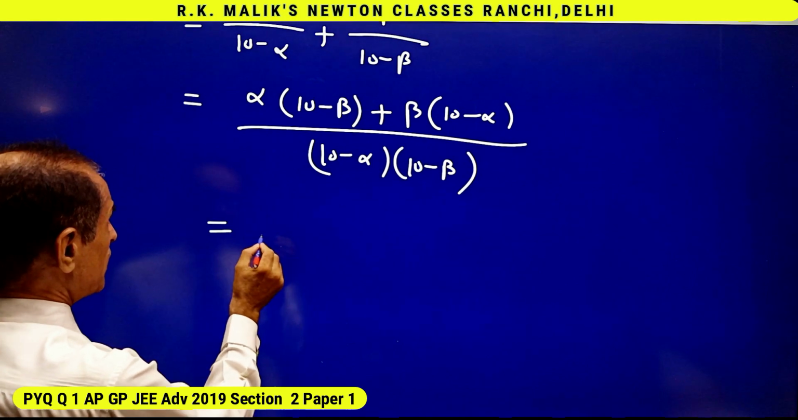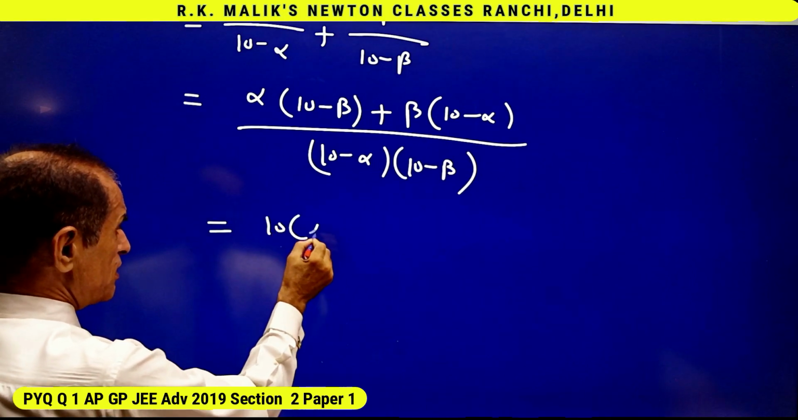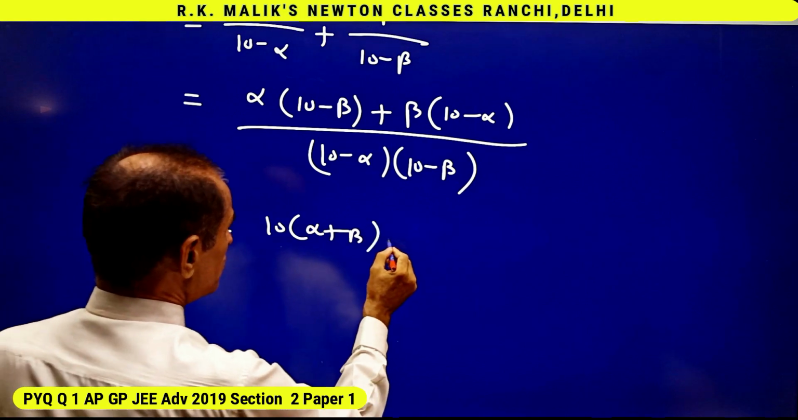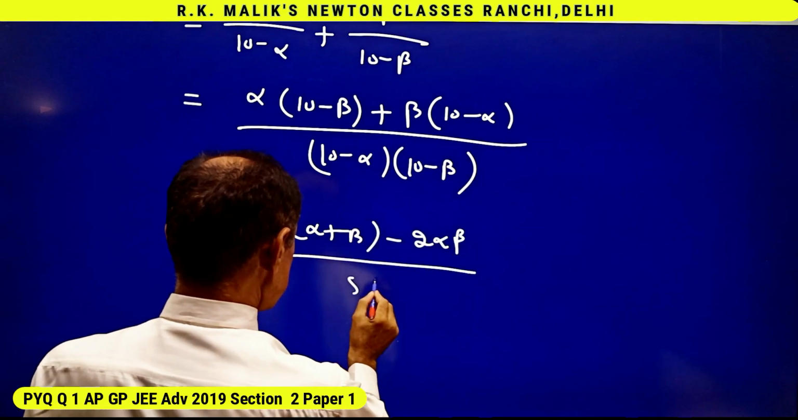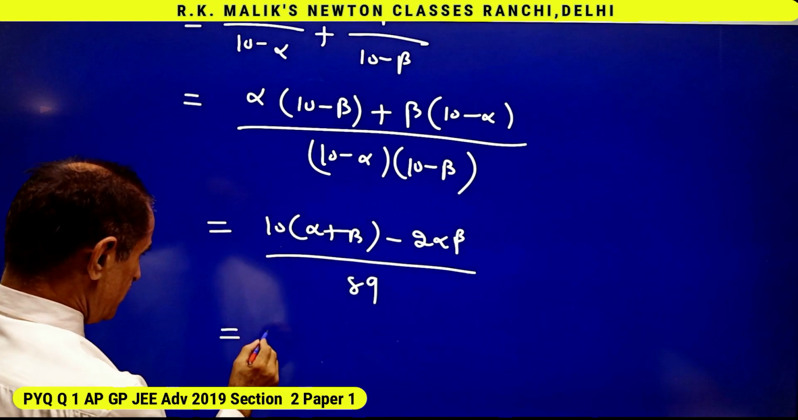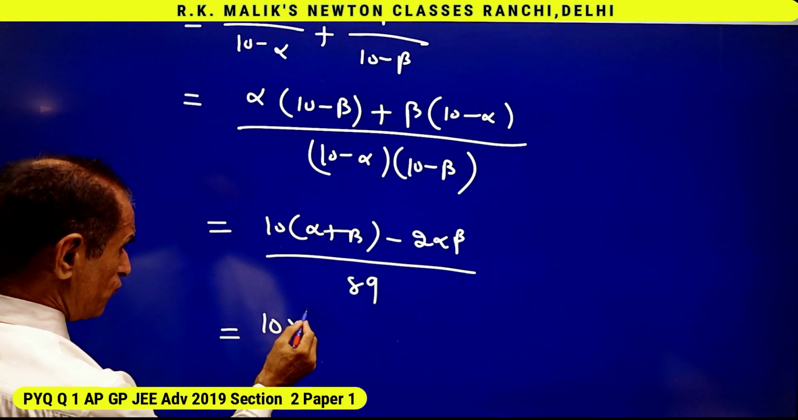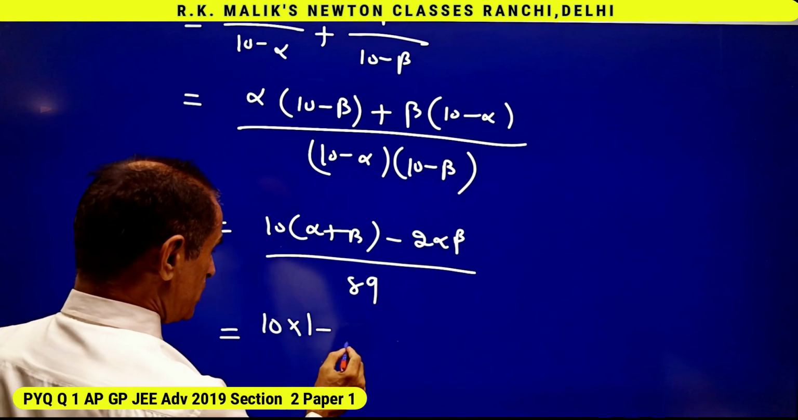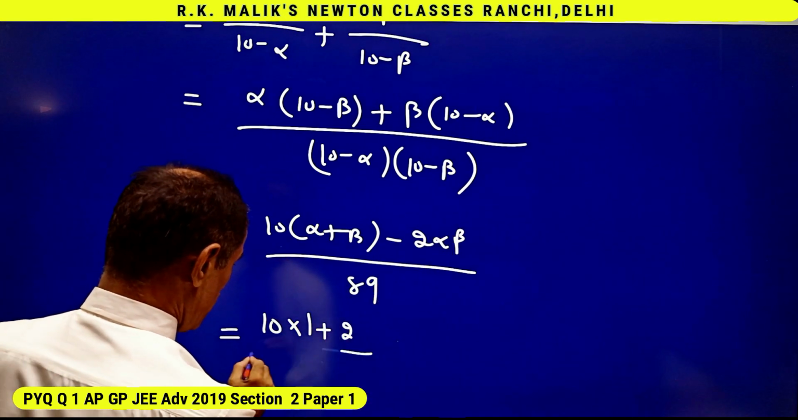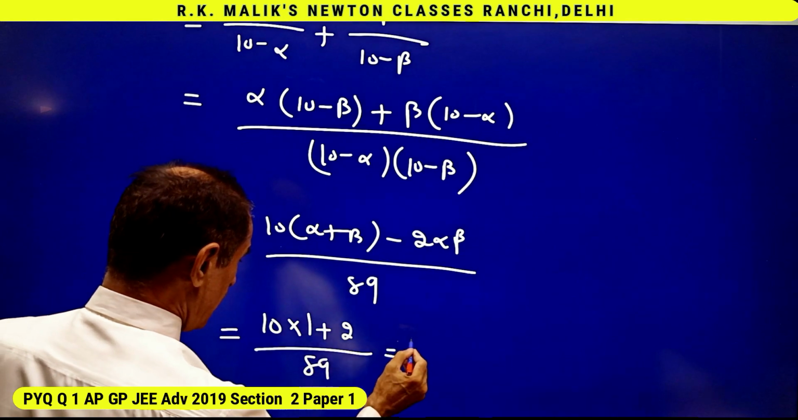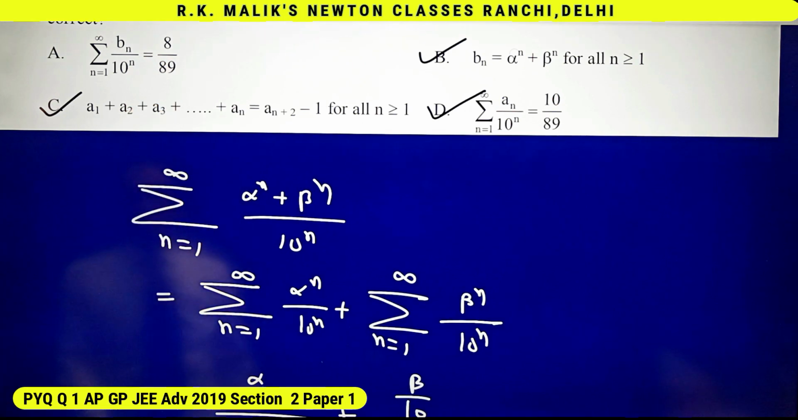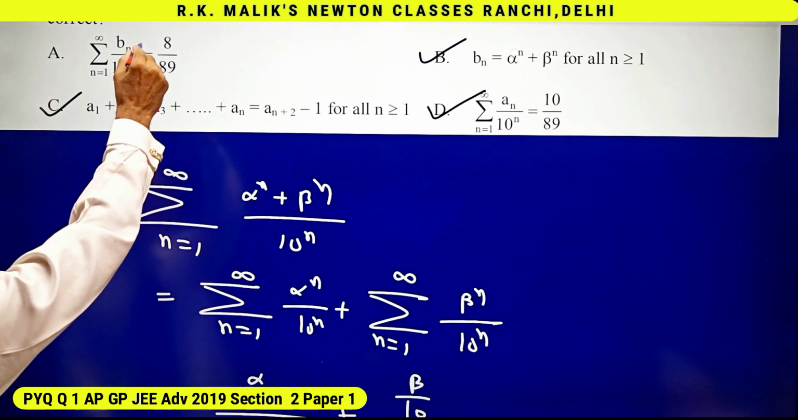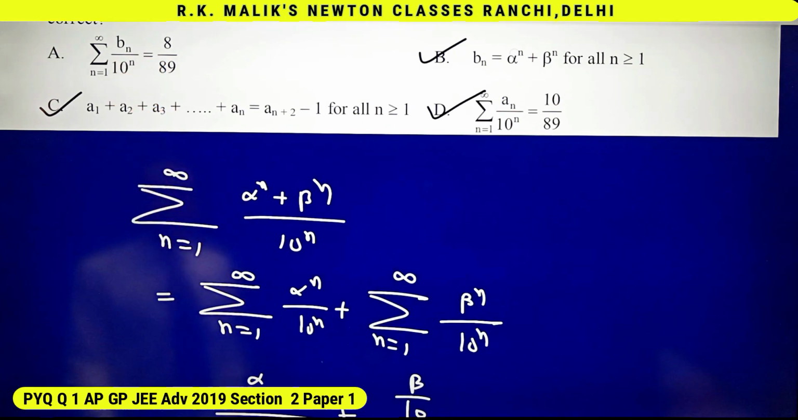And now from here I can say 10 into alpha plus beta minus 2 alpha beta upon 89. 10 times alpha plus beta is 10, alpha into beta is minus 1, therefore plus 2 upon 89. That is, the answer is 12 by 89. But choice A says 8 by 89. Hence I can say A is a wrong choice.